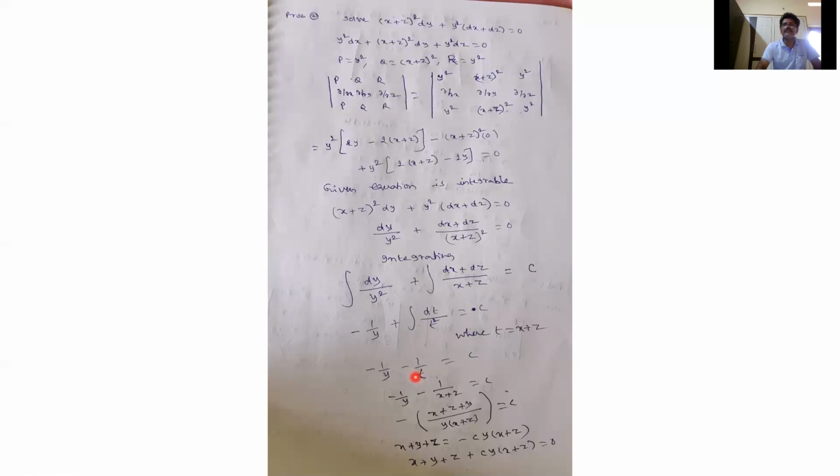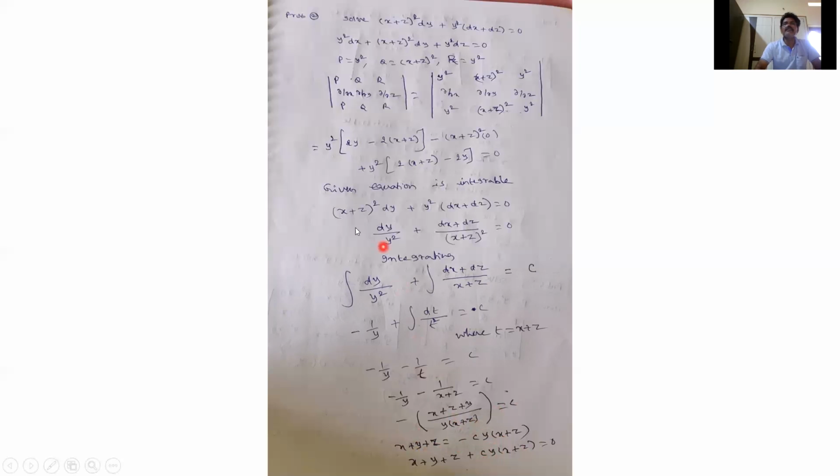Here t is equal to x plus z, so minus 1 by x plus z. Taking common minus 1, the LCM is y into x plus z. So x plus z plus y by y into x plus z is equal to c. So finally we're getting x plus y plus z equal to, taking minus to this side, minus c into y into x plus z.